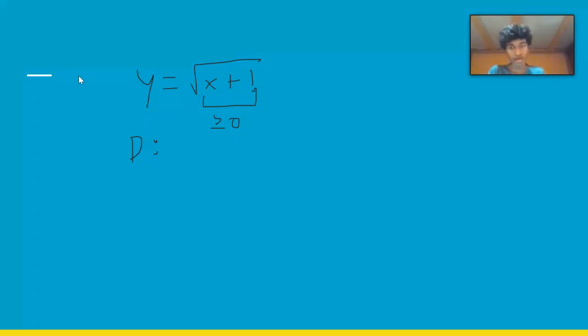So this quantity under the radical has to be greater than or equal to 0. So we do x plus 1 is greater than or equal to 0. We get that x is greater than or equal to negative 1. So our domain is actually from negative 1 to infinity.